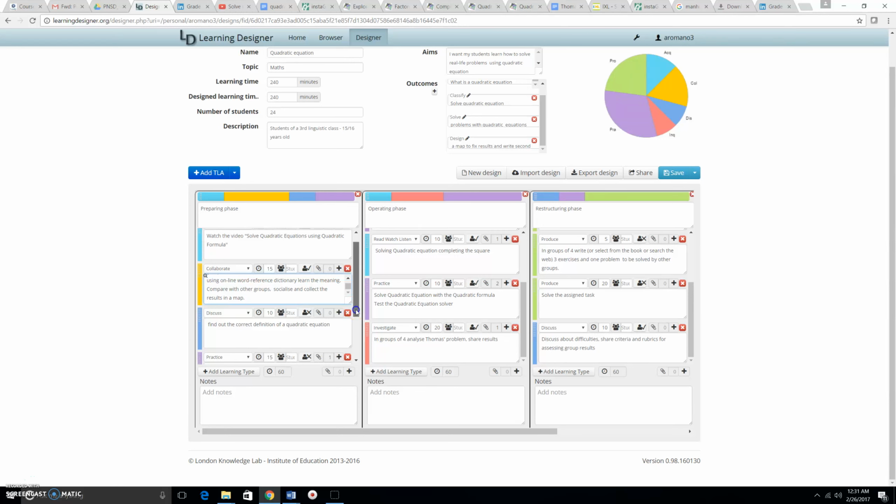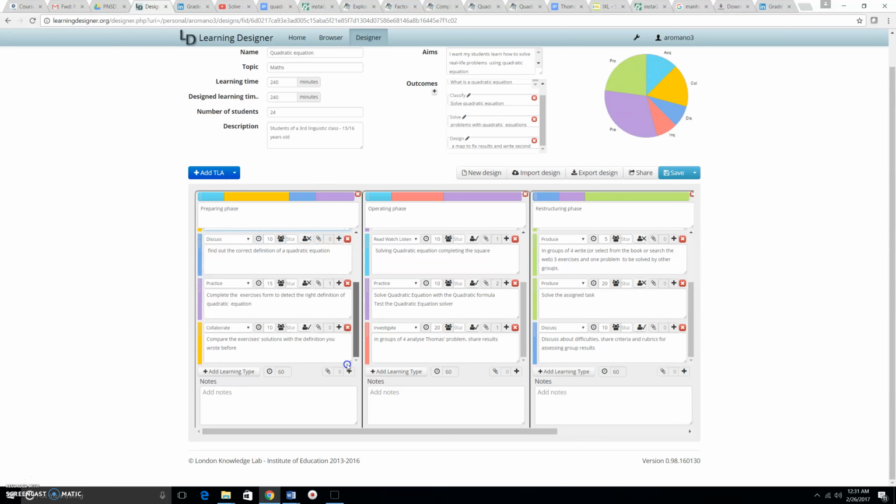After they finish the exercise, I ask them to cooperate and compare the exercise's solutions. So they have to speak. There is a little speaking among them to check for the proper definition. At the end of this activity, most probably they know what a quadratic equation is and what the quadratic formula to solve quadratic equations is.